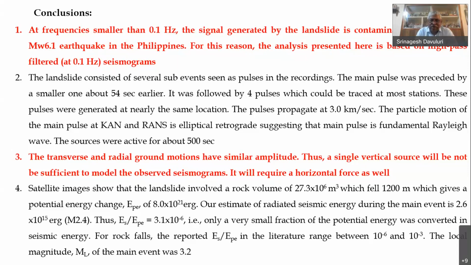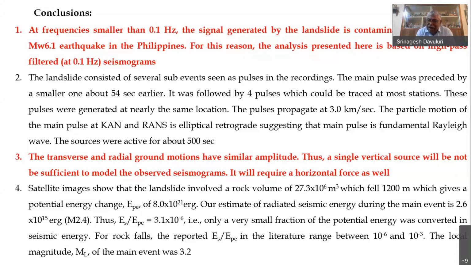The landslide consisted of several sub-events, seen as pulses in the recordings which I showed. The main pulse was preceded by a smaller one about 54 seconds earlier. It was followed by 4 pulses which could be traced at almost all the stations in Uttarakhand. The pulses were generated at nearly the same location, and these pulses propagated at velocities of 3 kilometers per second.